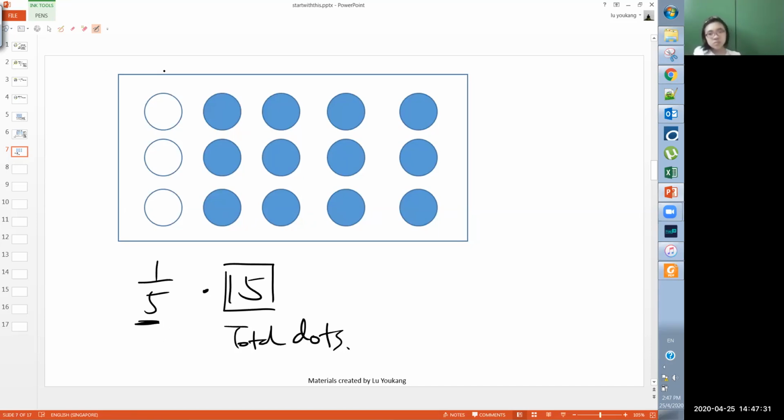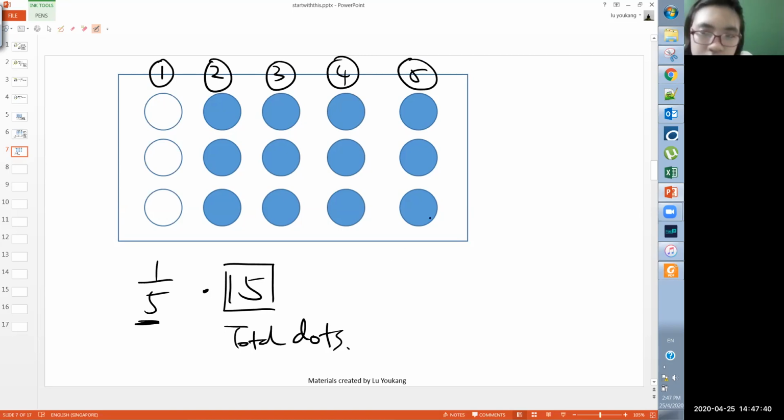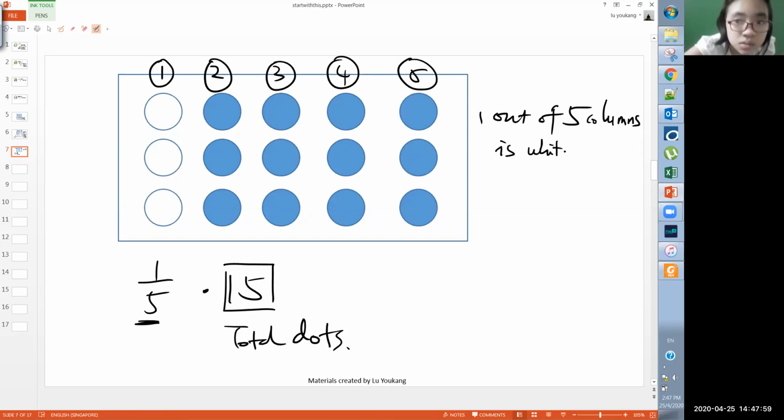The 1/5 here is, this is your column 1, 2, 3, 4, 5. Can you see that 1 out of 5 columns is white dot? Can you see that? 1 out of 5 columns is white dot. So therefore you use 1/5 times 15.